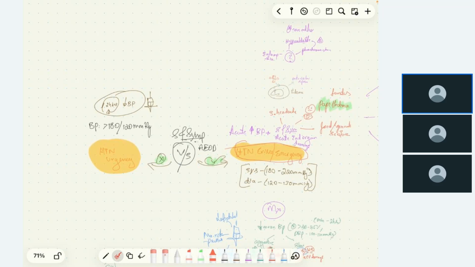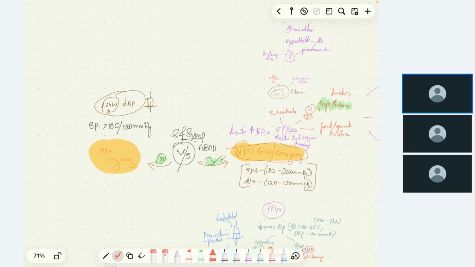In hypertensive urgency, within 24 hours, we should give adequate antihypertensive agents and control the BP. That is the target in case of hypertensive urgency. Within 24 hours, we should treat the patient.